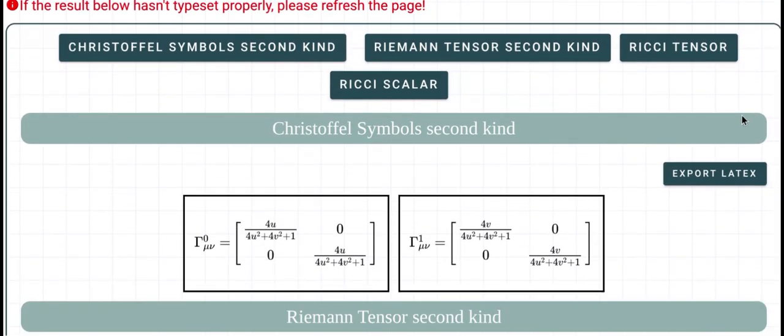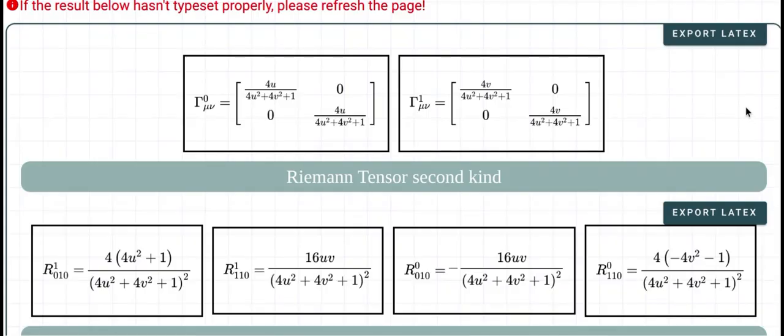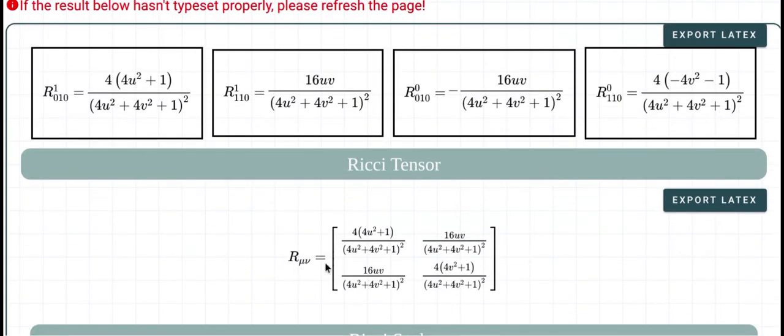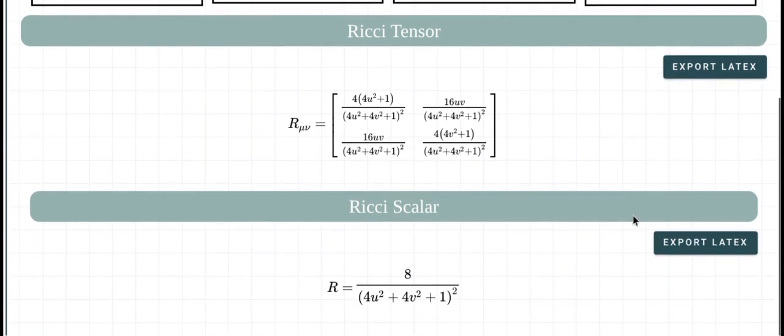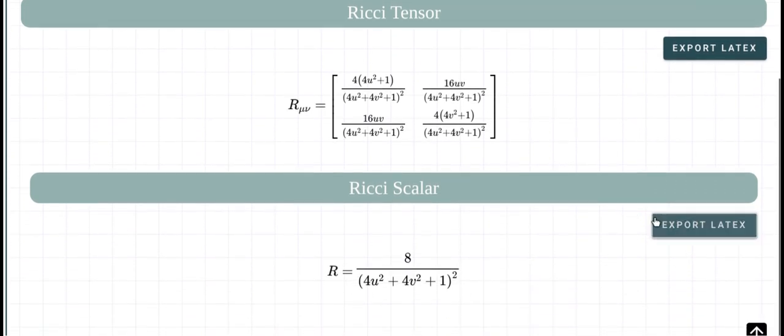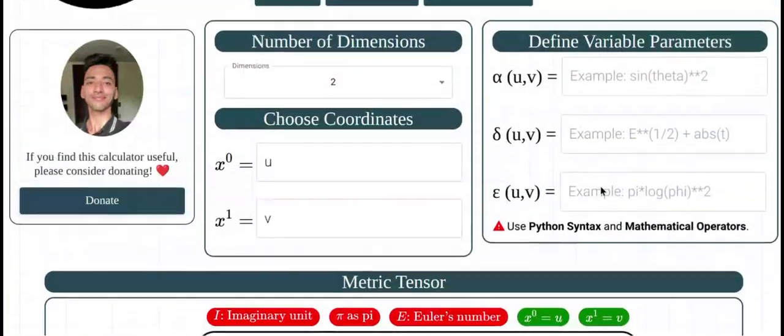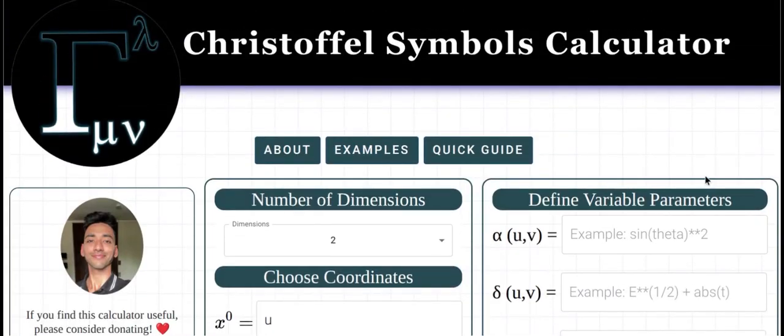It does the Christoffel symbols, it does the Riemann tensor. Do you know how much work this saves? My God. I just love this kid. Look at this. There's your Ricci tensor, and finally the Ricci scalar. This is what we were after. So, if you want to use this, I highly encourage you to support this young man because this was an excellent thing he did.